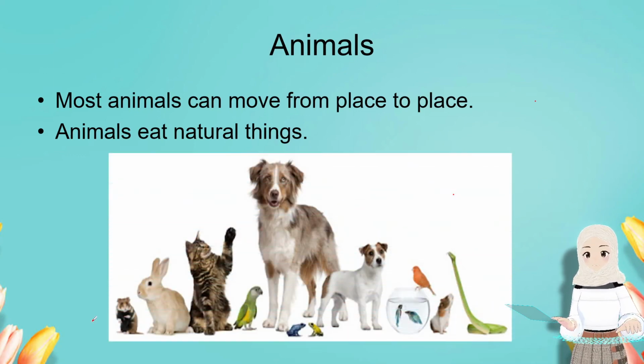So, here we can see a lot of animals. Ada hamster, rabbit, cat, bird, frogs, dog, fish. Ada snake juga. If you can think of more animals, you can add to the list. So, for example, teacher boleh fikirkan lion, zebra, apa lagi? You think of more.